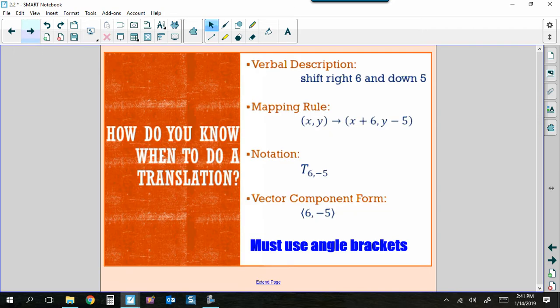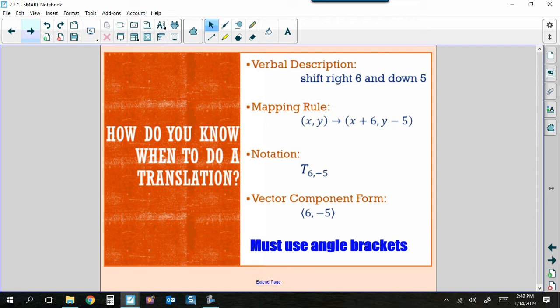How do you know when to do a translation? You can be verbally told to shift right 6 and down 5, or translate right 6 down 5. It'll actually say what to do. Please fill that in. Mapping rule.